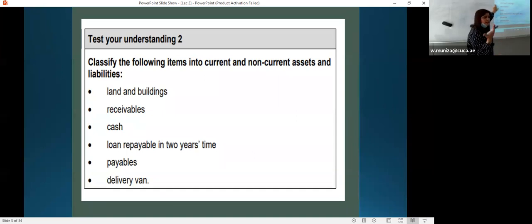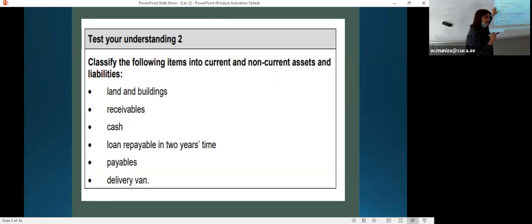Land can be any kind of plot, any kind of property, which is vacant. There is no building, there is no factory, nothing is maintained on that. Building can be any kind of office, any kind of production unit, any kind of point where the business is running its activities. So land and buildings are tangible, non-current assets. They will be used within a business for more than 12 months and have a physical substance. That is why they are tangible, non-current assets.